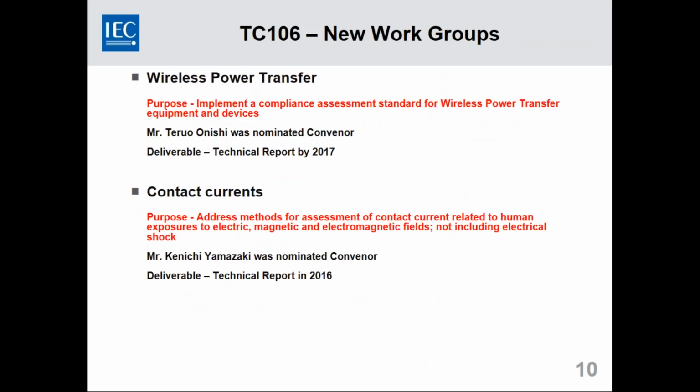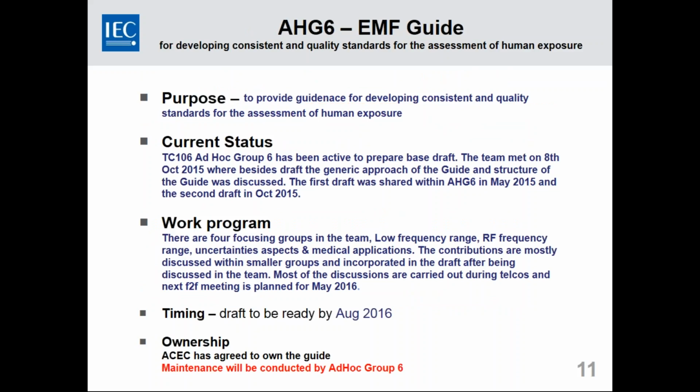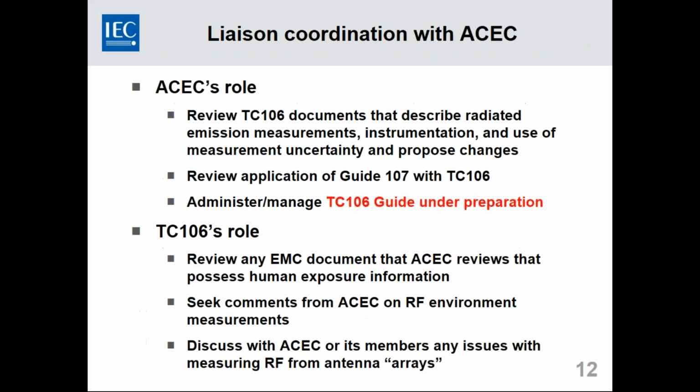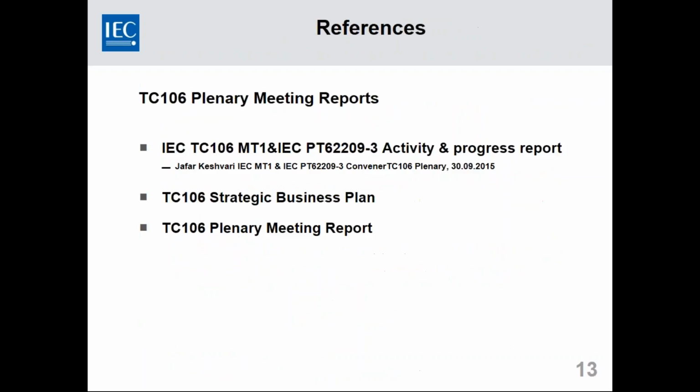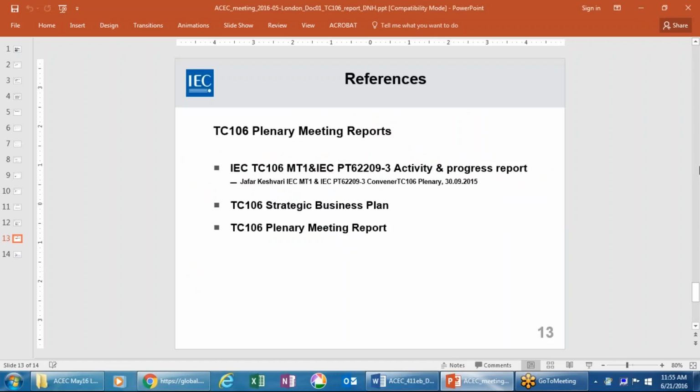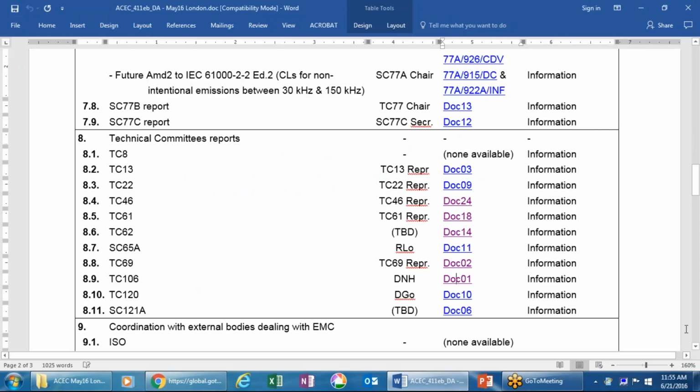I've already talked about the wireless power transfer. And this is the guide. The interesting thing about the guide, if you look at the bottom bullet, the ownership: guides can only be produced by advisory committees. So ACEC has agreed to take that action to administer it, but the maintenance of the technical stuff comes out of 106. Let me close that and see what's left I can talk about in the time we have left.